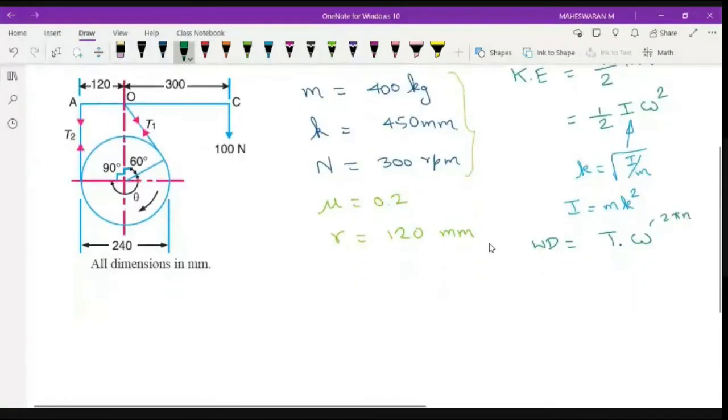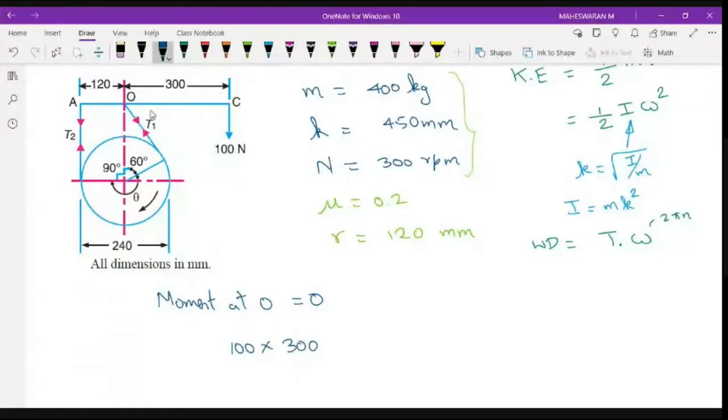So this is my diagram. Where can I take moment at a particular point? Either at A, at O, or some location. It is up to us. Let me consider I am taking moment at O and equating it to 0. When I take moment at O, force into perpendicular distance. It is rotating in clockwise, 100 into 300. So you'll get 100 into 300.